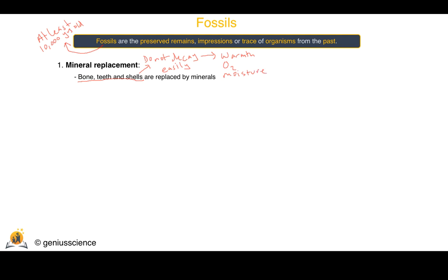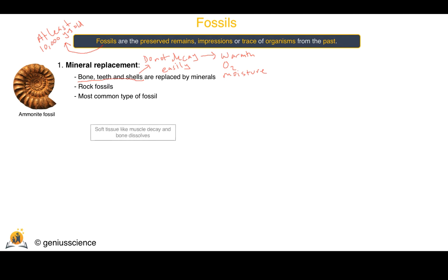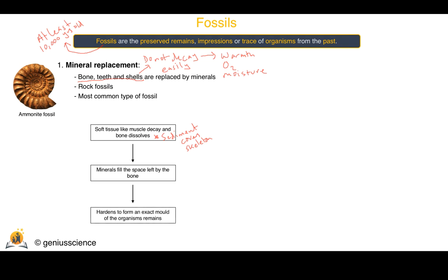Appearing on your screen now is a prehistoric creature called an ammonite, whose shell has been replaced by minerals. Fossils such as this are called rock fossils, and they are the most common type of fossil that exist. So how does mineral replacement occur? Well, it starts with the soft tissue like muscle decaying and the bone dissolves, and then sediment covers the skeleton. Next, minerals fill the space left by the bone. And eventually, the minerals harden to form an exact mold of the organism's remains.